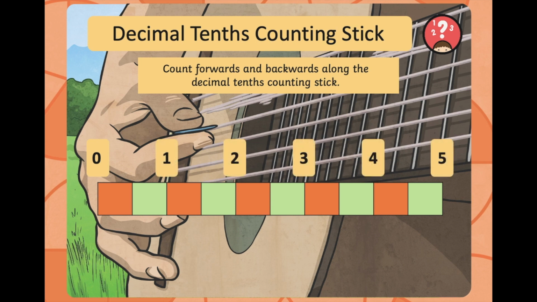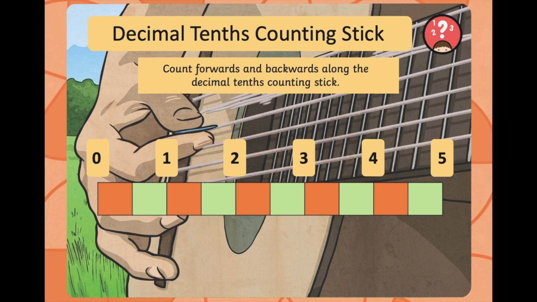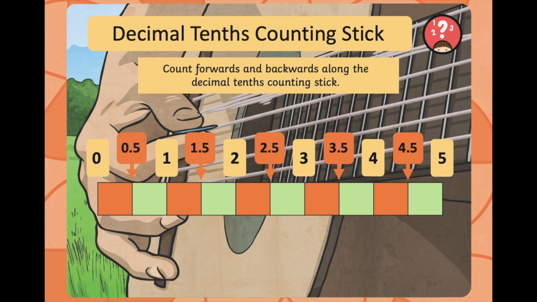And now we're going to count in intervals of 0.5 or a half. So 0, 0.5, 1, 1.5, 2, 2.5, 3, 3.5, 4, 4.5, 5, and back, 5, 4.5, 4, 3.5, 3, 2.5, 2, 1.5, 1, 0.5, 0.